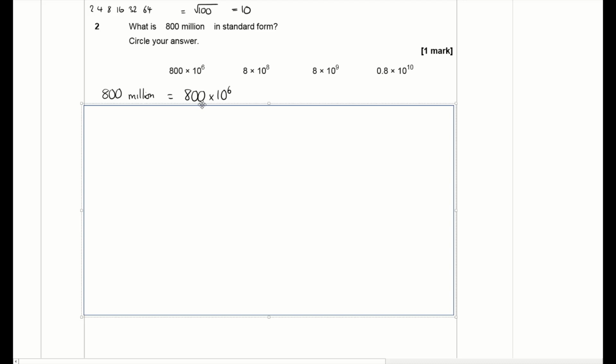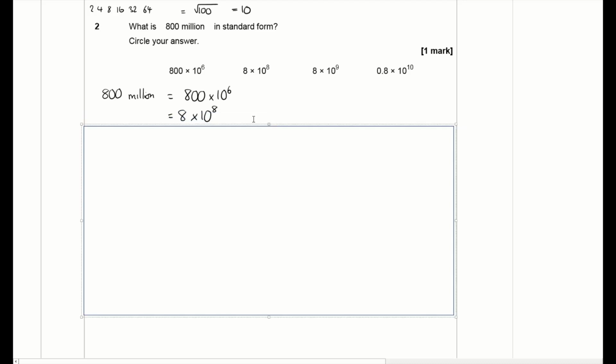If it were to be between 1 and 10, the decimal point would have to move from this location to this location here, as in 800 becomes 8. Now if you've made 800 100 times smaller by making it 8, you've got to make the power 100 times bigger. Now that just means you've got to add 2 to the index on the 10. 6 add 2 equals 8. So 8 times 10 to the 8 is the correct form for 800 million when written in standard form.